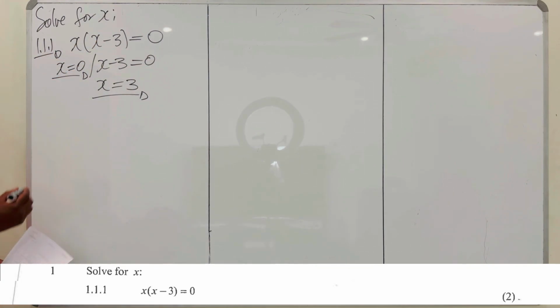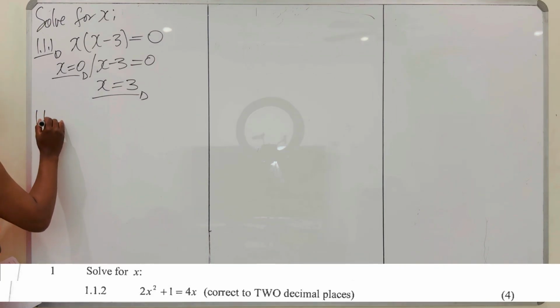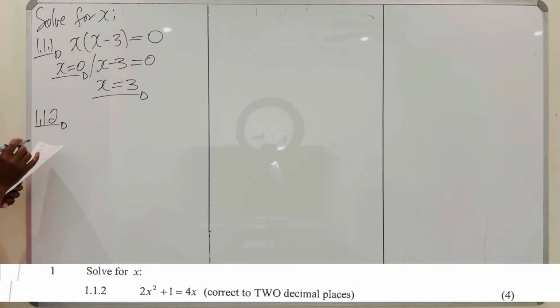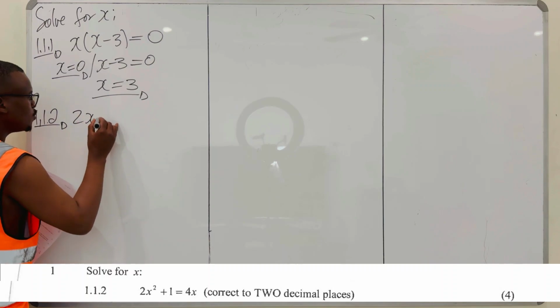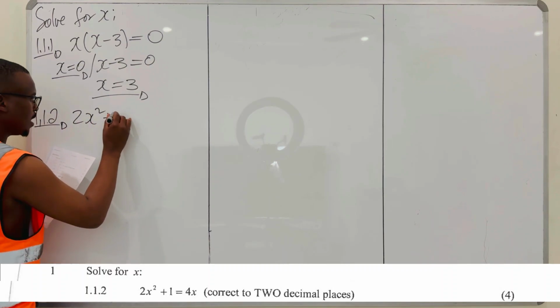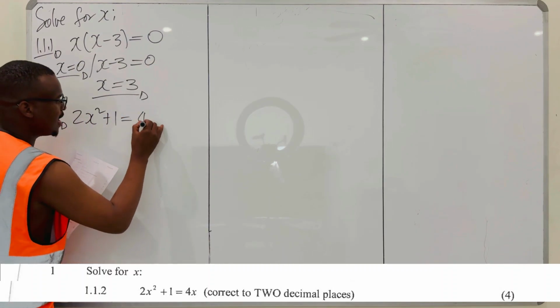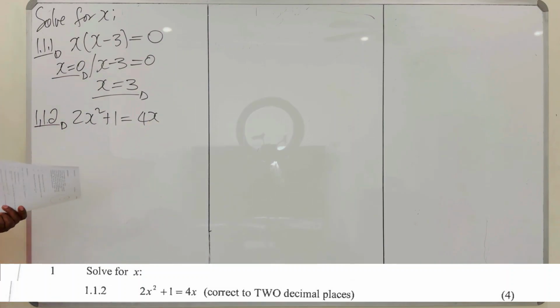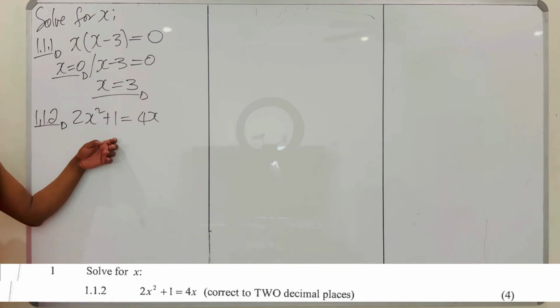Okay. Now we move to the next one, 1.1.2. You are given the equation 2x squared plus 1 is equal to 4x. Next to this question, there is a hint. They said correct to 2 decimal places. What does that mean? Correct to 2 decimal places means round off to 2 decimal points. But I think what they are trying to tell you is that this might not have very nice factors. The factors may be irrational.